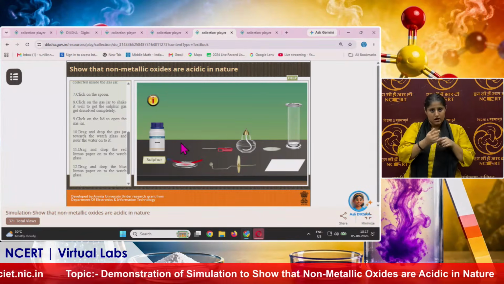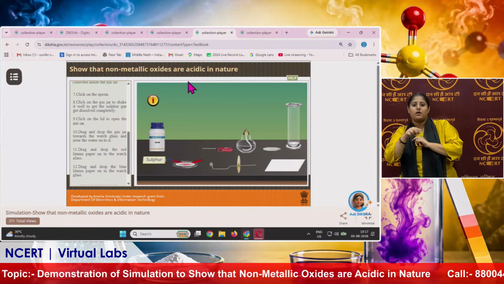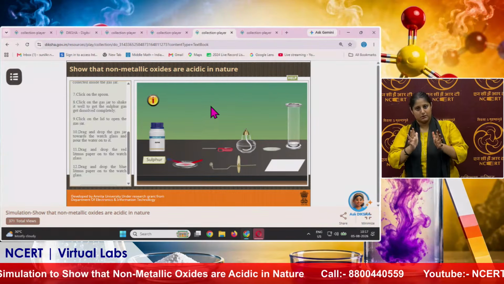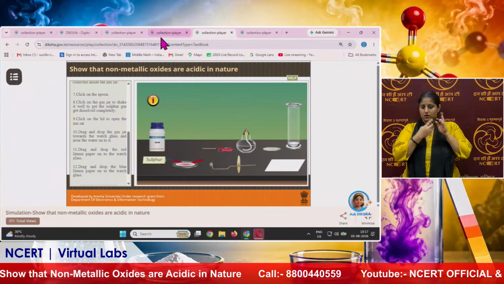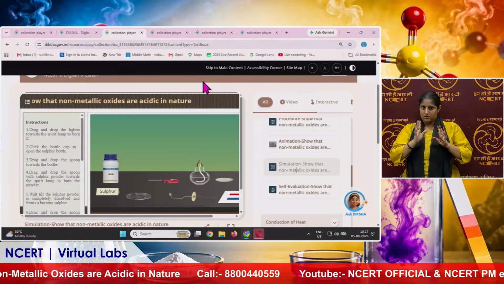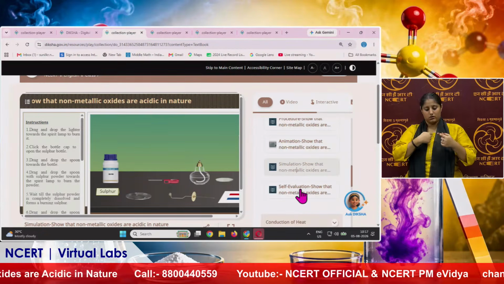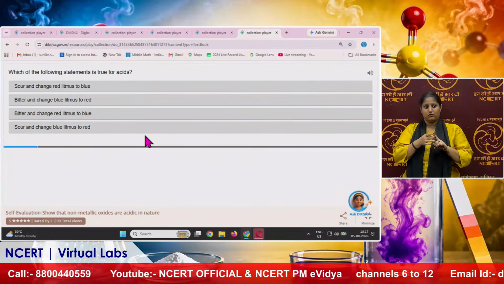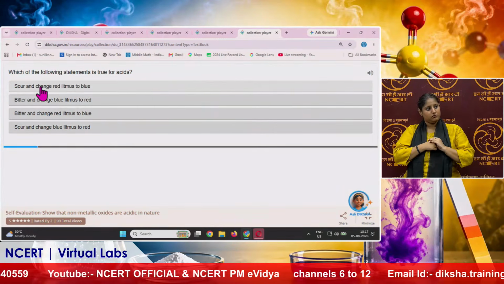So it confirms the presence of non-metallic oxides, which are acidic in nature. So after performing the demonstration, we have to self-evaluate ourselves also. For that we will click on this self-evaluation part, which is: show that non-metallic oxides are acidic in nature. Now this is the self-evaluation.